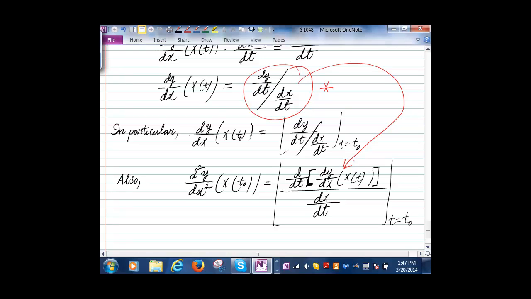Right? That's going inside of this bracket. Everybody is okay with that? If you have questions, please go ahead and ask.